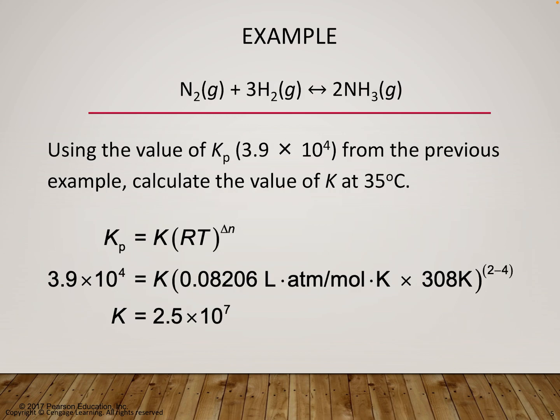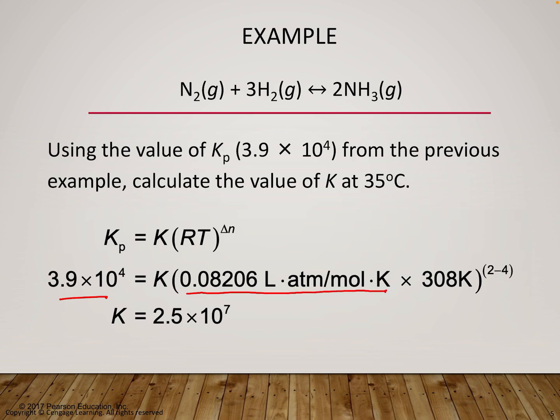So the value of Kp for this problem, which we calculated earlier, is 3.9 times 10 to the 4th. And I want to know, okay, if I know what Kp is, then what's K? Can I do this in concentrations, right? And so we have our equation, Kp is equal to K times RT to the delta n. Again, here's our Kp value given in the problem. Our R value is this whole thing, right?